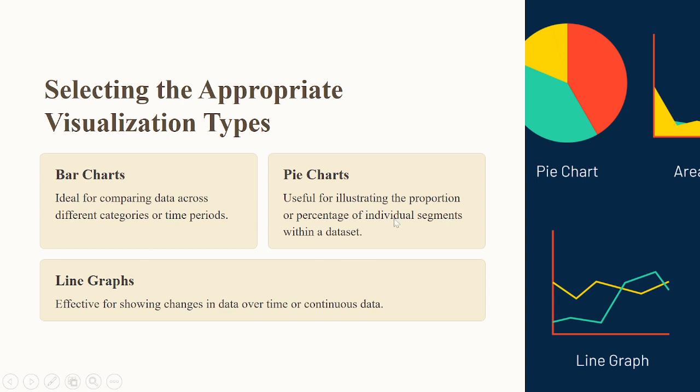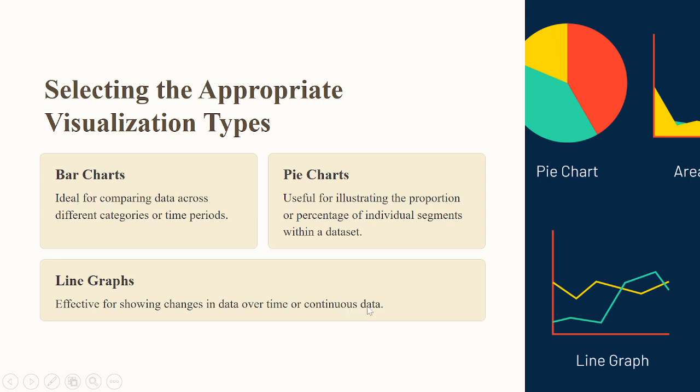Pie charts, for example, are useful for illustrating the proportion or percentage of individual segments. So suppose you have a variable like gender, male, female. You can do a pie chart and it shows you the proportion of males as compared to the females. Line graphs, again, are effective for showing changes in data over time or continuous data.